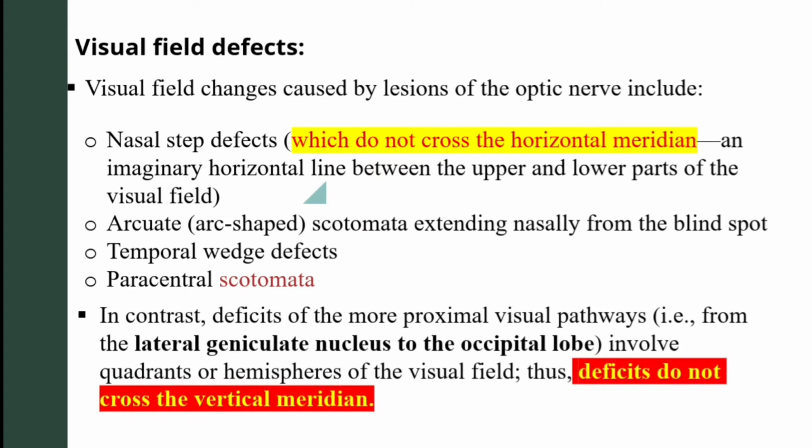So in contrast, the deficits of the more proximal visual pathways, that is from the lateral geniculate nucleus to the occipital cortex, will involve quadrants or hemispheres of the visual fields. Thus, the deficits do not cross the vertical meridian, right? So in glaucoma, they do not cross the horizontal meridian, and here they do not cross the vertical meridian.